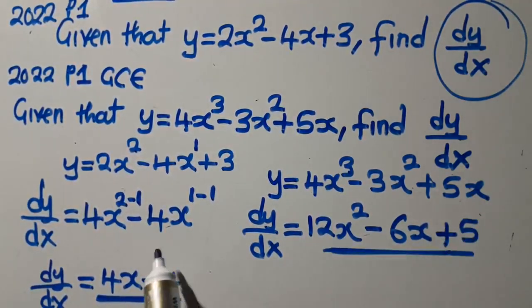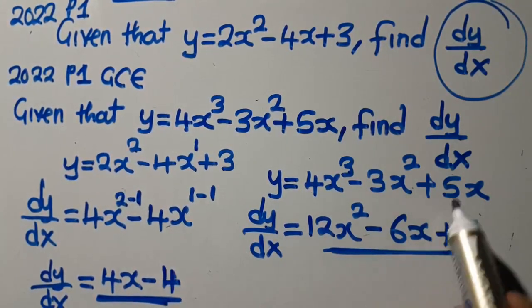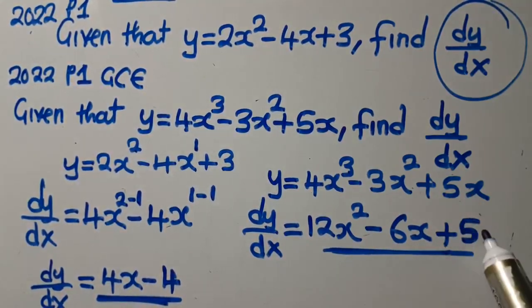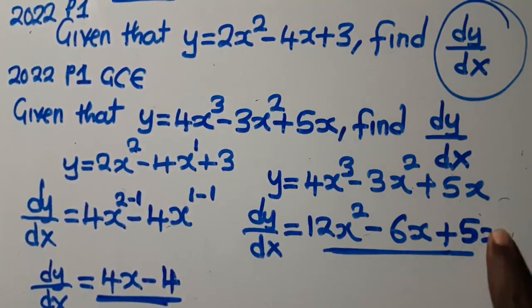You are even able to see, this one was just 4x and it came out as 4. This is 5x, and it is just 5 after the differentiation, because you are going to have 5x power 0. Then you know that anything to the power 0 is equal to 1, so it's just the same as removing x power 0 there. So these are the solutions. I believe you are able to see how I answer these simple questions.